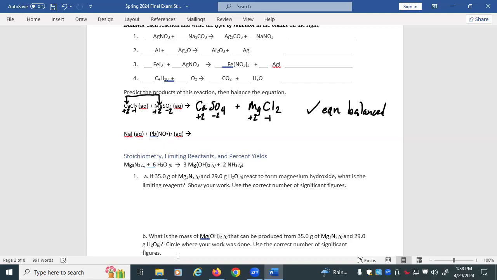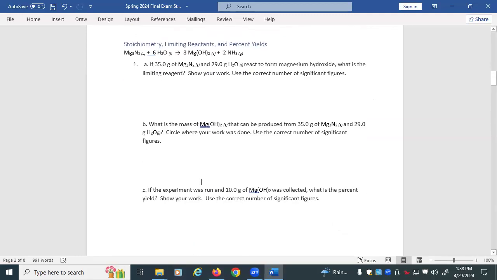All right, let's move on to the stoichiometry. This is one of those fundamental concepts that if you get it, you get it, and if you don't, it kind of buries you because there's a whole lot of stoichiometry. So the question here is about limiting reactants. I have 35 grams of magnesium nitrate and 29 grams of water to make magnesium hydroxide. What is the limiting reactant? And part B is, what is the mass of magnesium hydroxide that can be made from those ingredients?